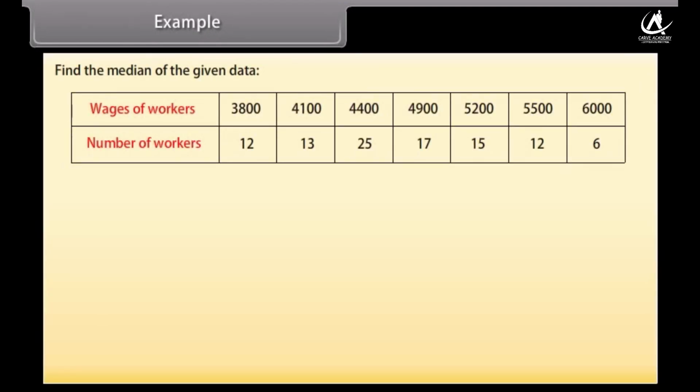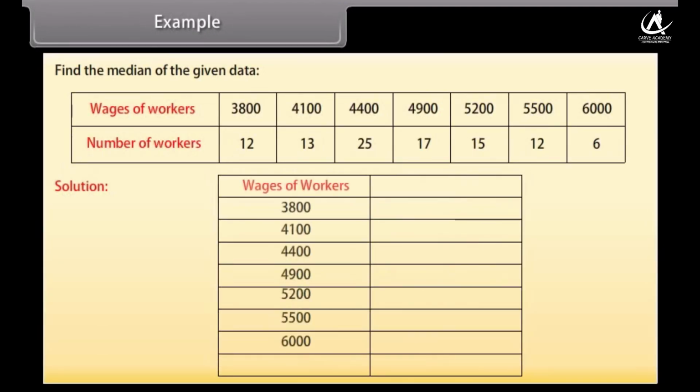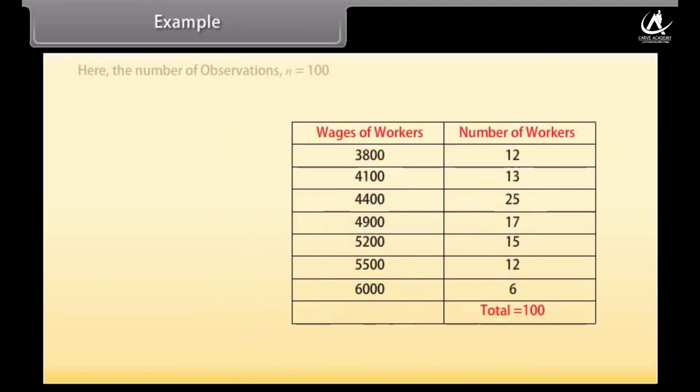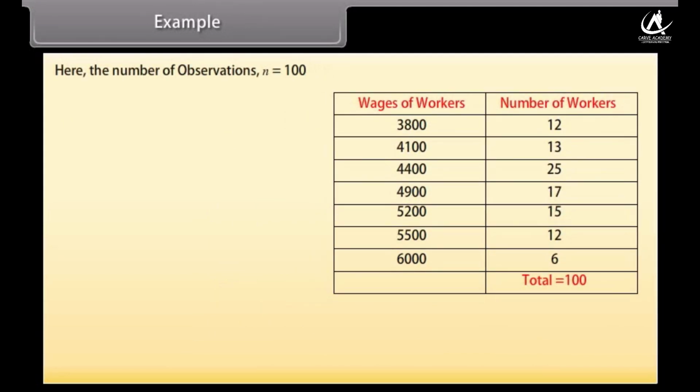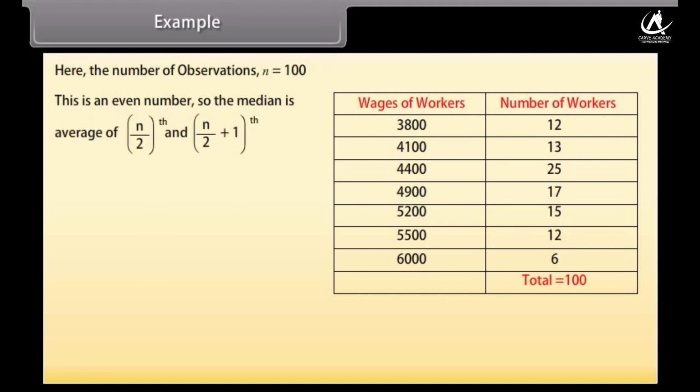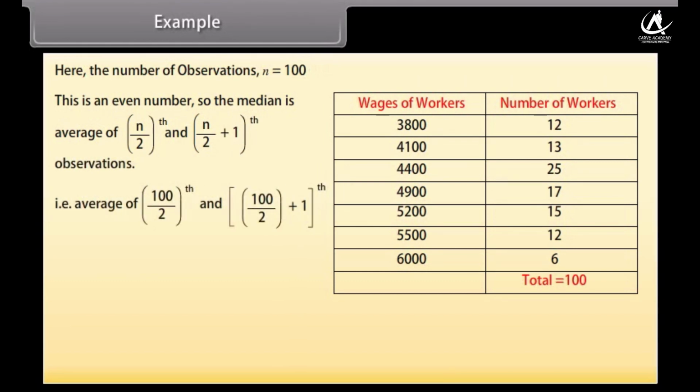Find the median of the given data. Solution. Firstly, we will write the wages of workers and the number of workers. The total number of workers is 100. Here the number of observations n is equal to 100. This is an even number, so the median is the average of the n by 2th and n by 2 plus 1th observations. That is the average of 100 by 2th and 100 by 2 plus 1th observation, that is the average of 50th and 51st observations.